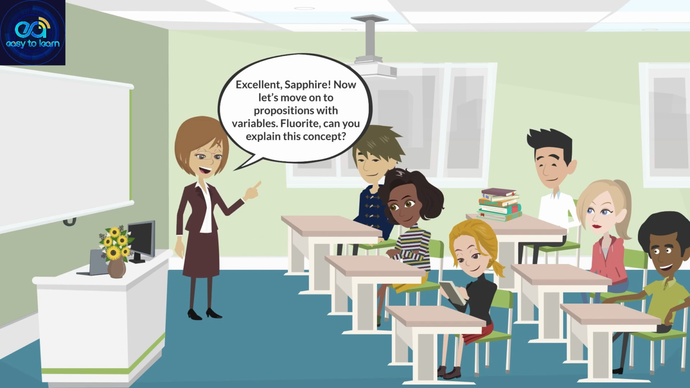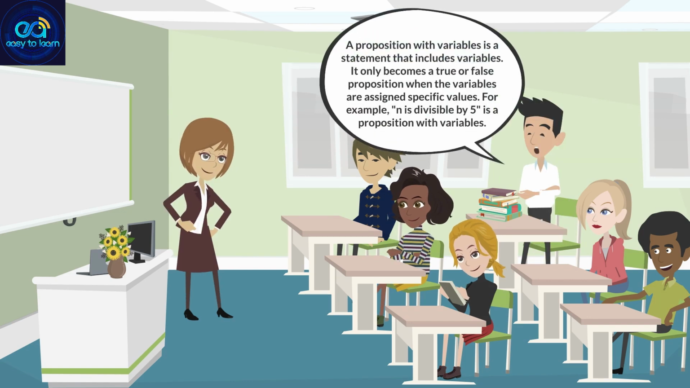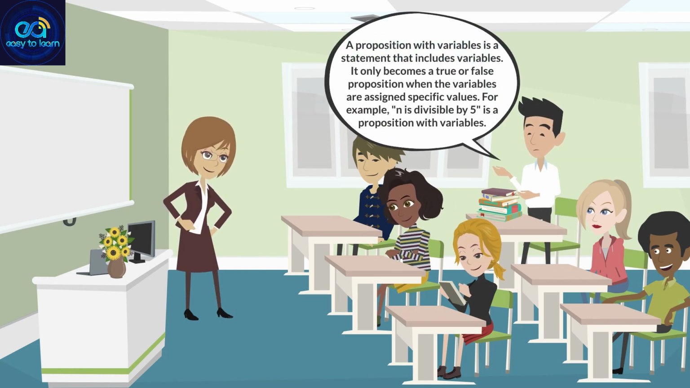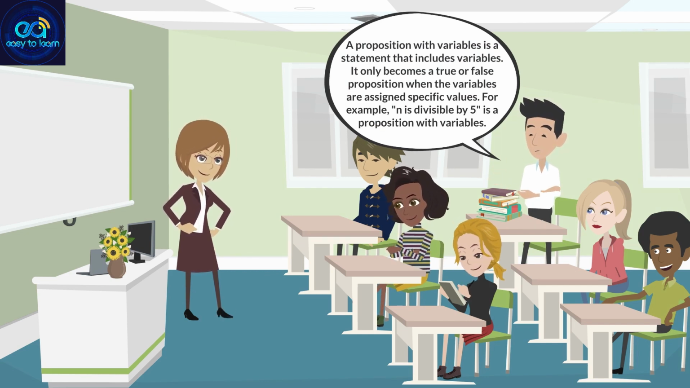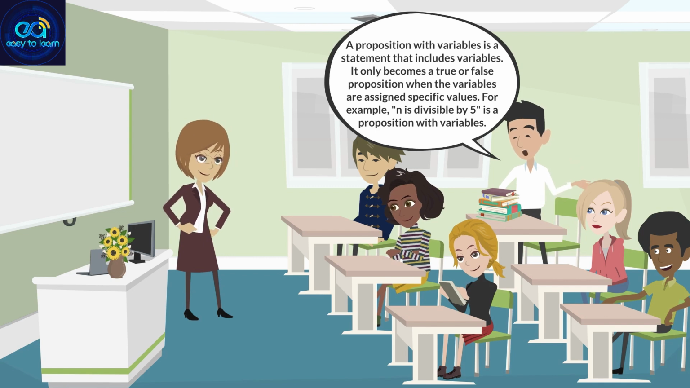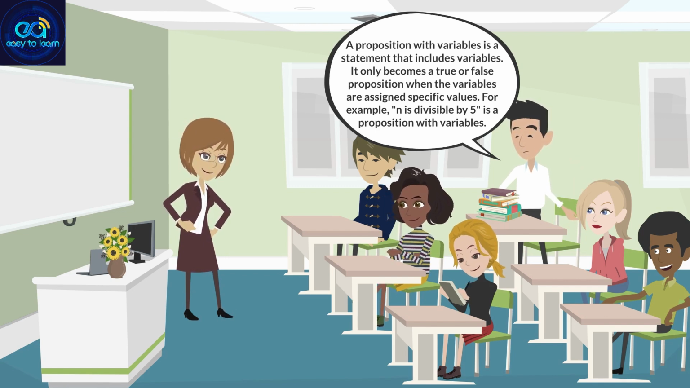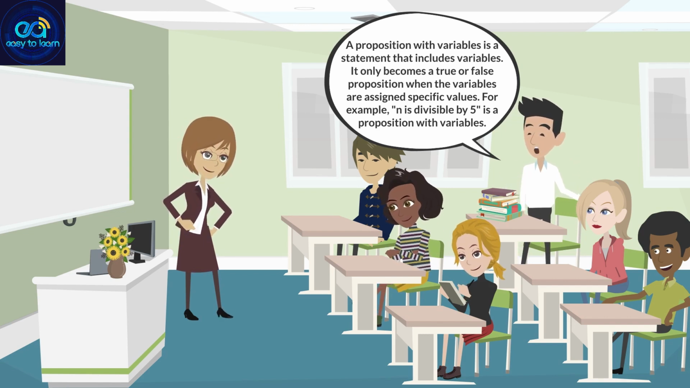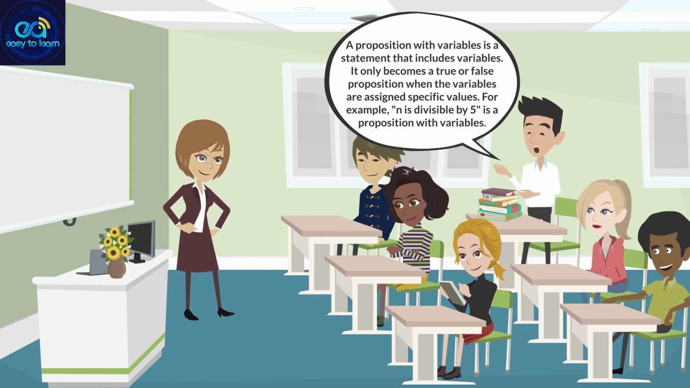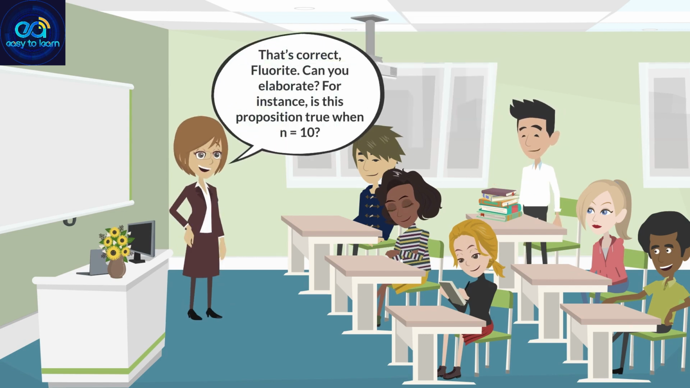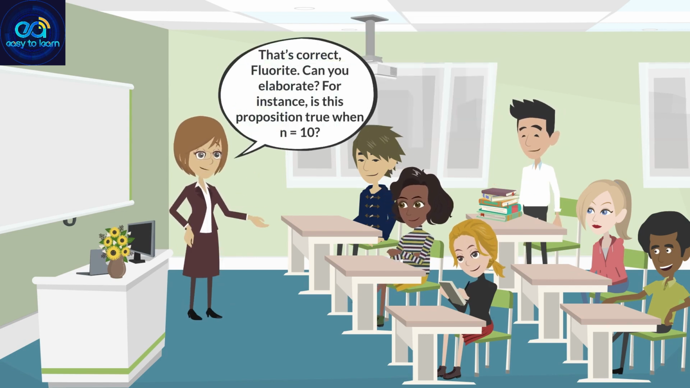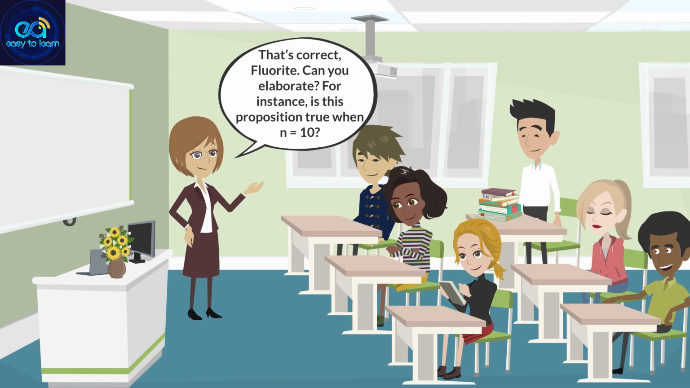Floret, can you explain this concept? A proposition with variables is a statement that includes variables. It only becomes a true or false proposition when the variables are assigned specific values. For example, n is divisible by 5 is a proposition with variables. That's correct, Floret. Can you elaborate? For instance, is that proposition true when n equals 10?